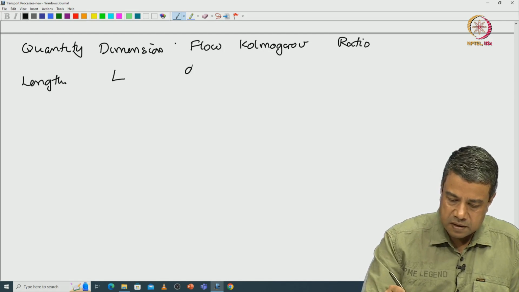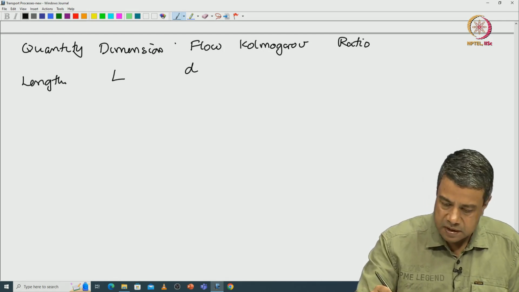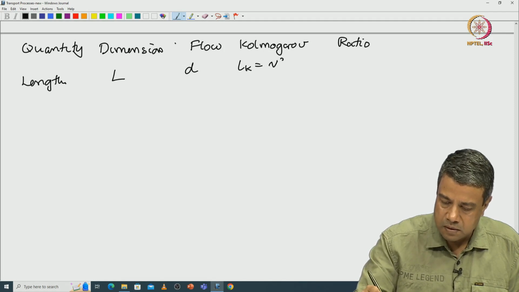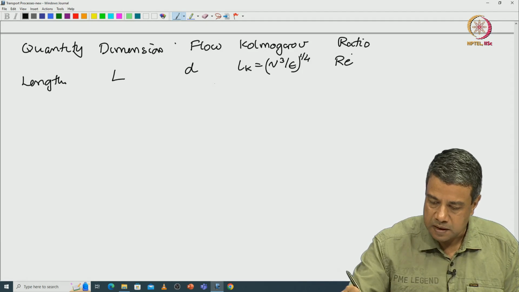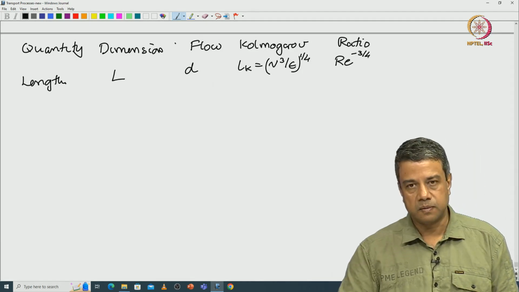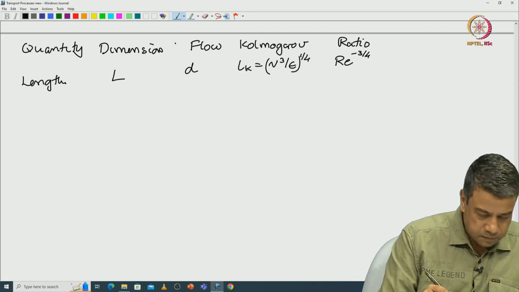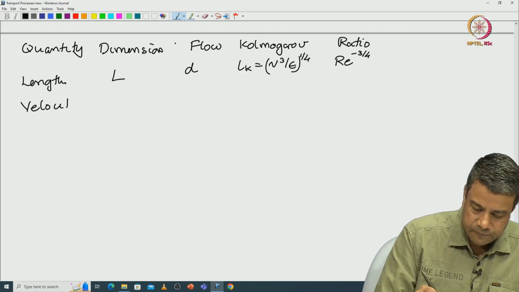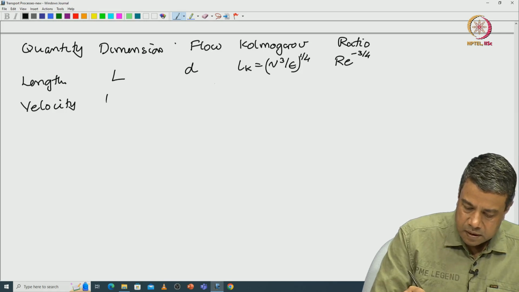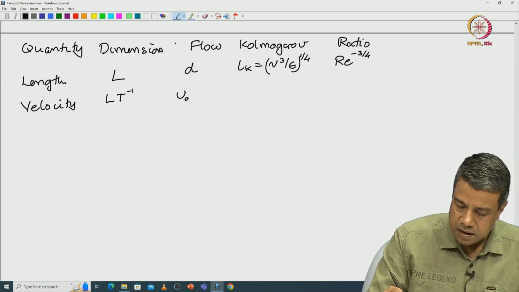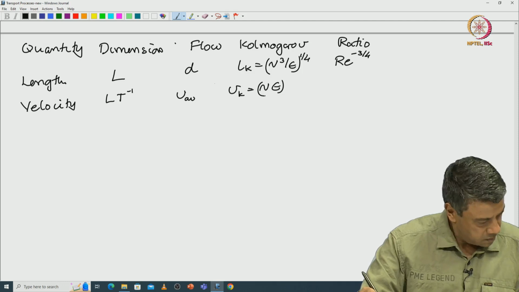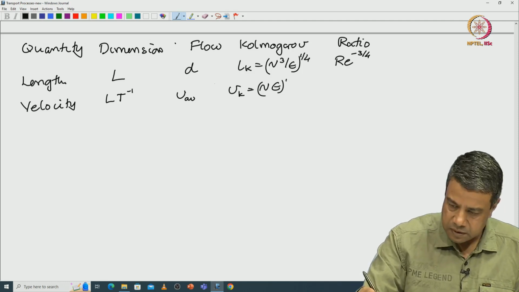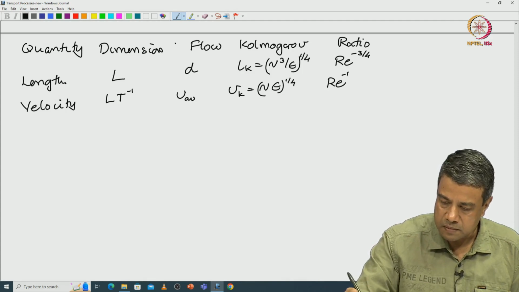The flow scale is of course the diameter. The Kolmogorov scale Lk is equal to (nu cubed by epsilon) power 1/4. That is what we had derived by dimensional analysis. The ratio is Re power minus 3/4. Okay. Flow to Kolmogorov scale. Velocity, dimensions L T inverse, Kolmogorov velocity Vk is equal to (nu epsilon) power 1/4. The ratio is Re power minus 1/4.